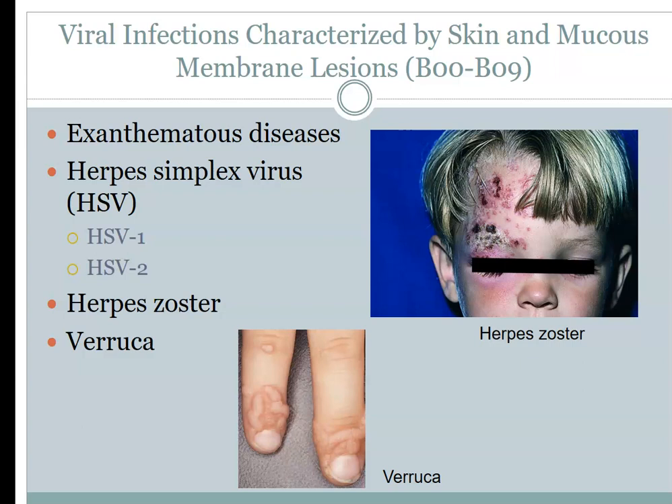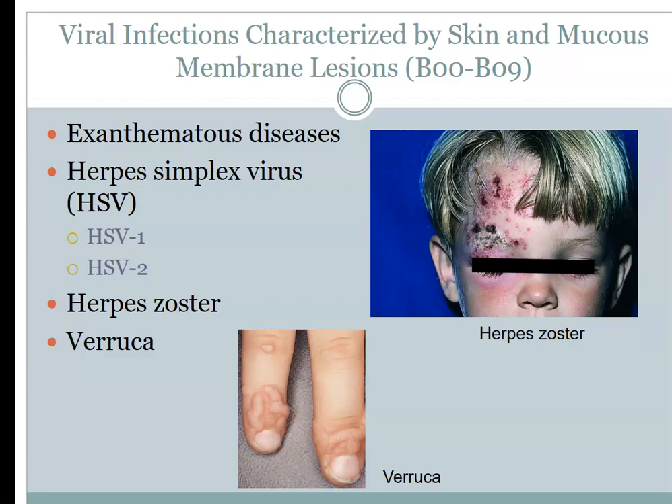HSV2 is commonly known as genital herpes. Herpes zoster is an acute painful rash caused by a reactivation of the latent varicella zoster virus, the one that causes chickenpox. This disorder is more commonly referred to as shingles.